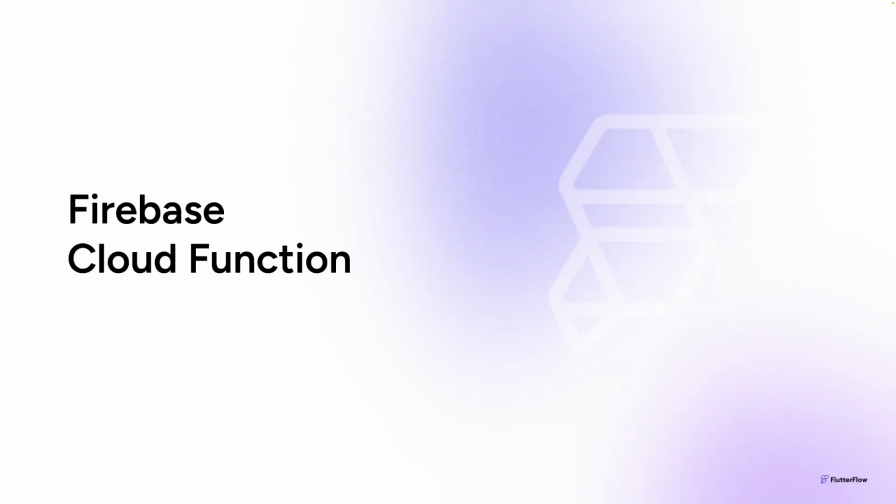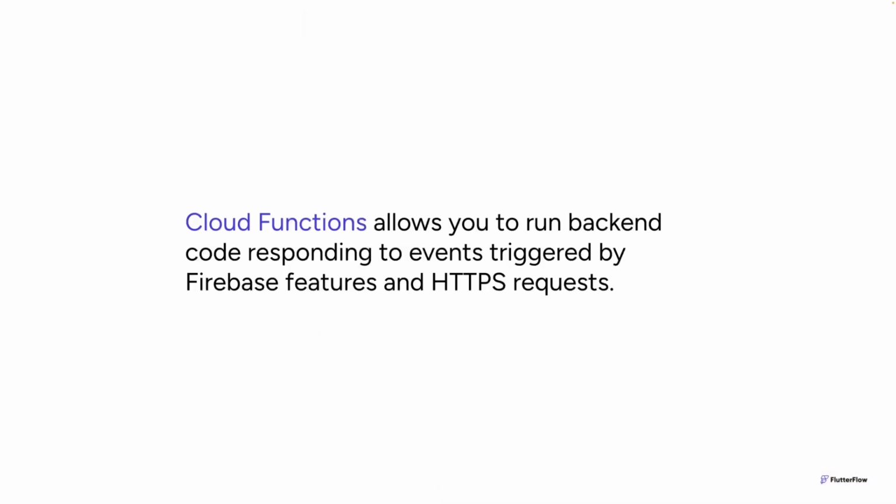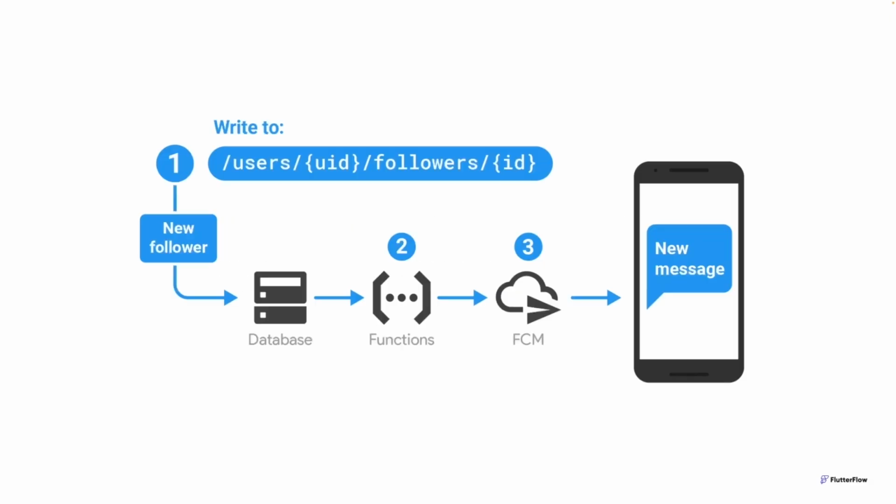Extensibility and writing more business logic are essential to build mobile apps. That's where Cloud Functions come in handy, where you can write your business logic and run it in a backend. Cloud Functions allow you to run backend code responding to events triggered by Firebase features and HTTP requests. But you may ask, what does this mean? Let me give you two examples.